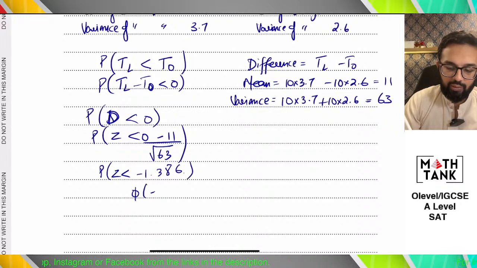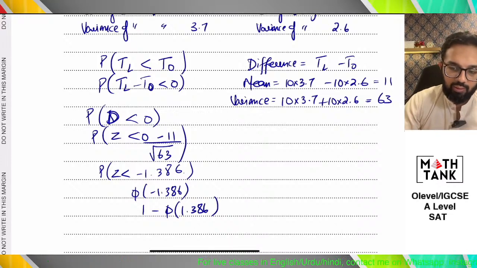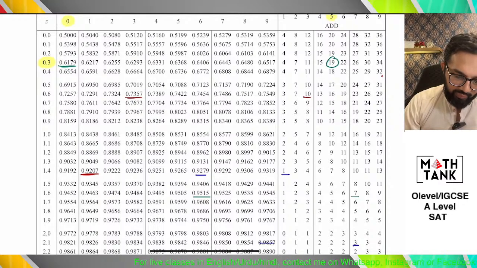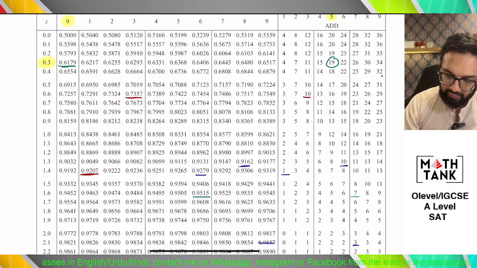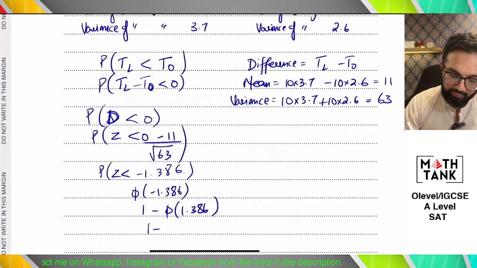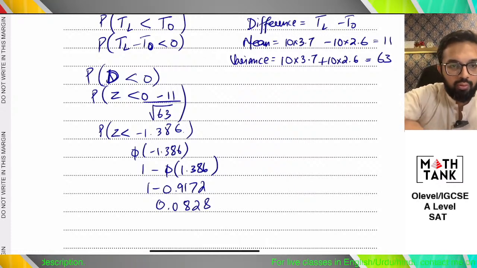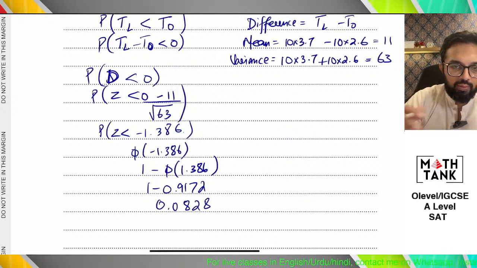Okay, 1 minus phi of 1.386. 1.386 from the table, 0.9172. So 0.0828. Yep, that is the correct answer.